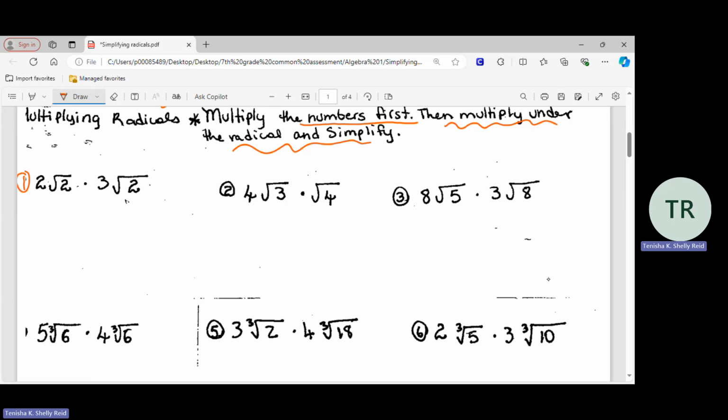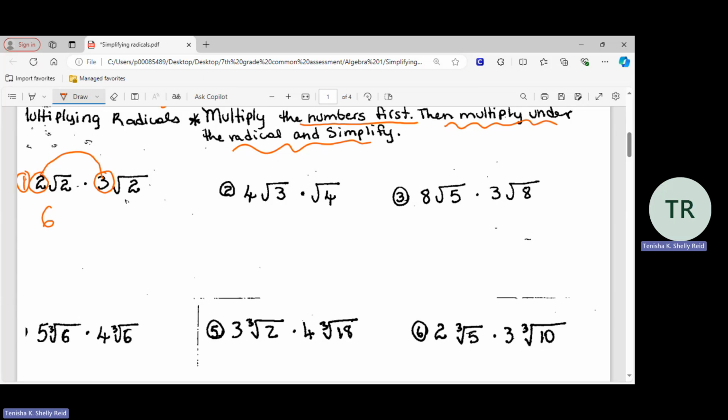I have 2 radical 2 times 3 radical 2. I'm going to multiply the numbers first. 2 and 3 are the numbers in the front being multiplied. Everything is being multiplied. That's why I could do the numbers first. So 2 times 3 is going to give us 6. And then I'm left with these radicals.